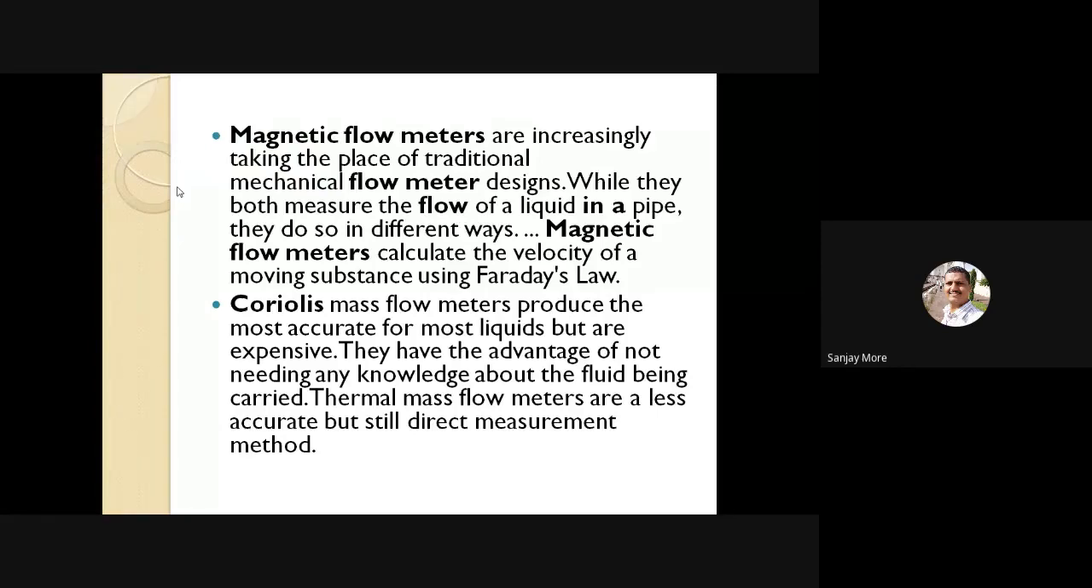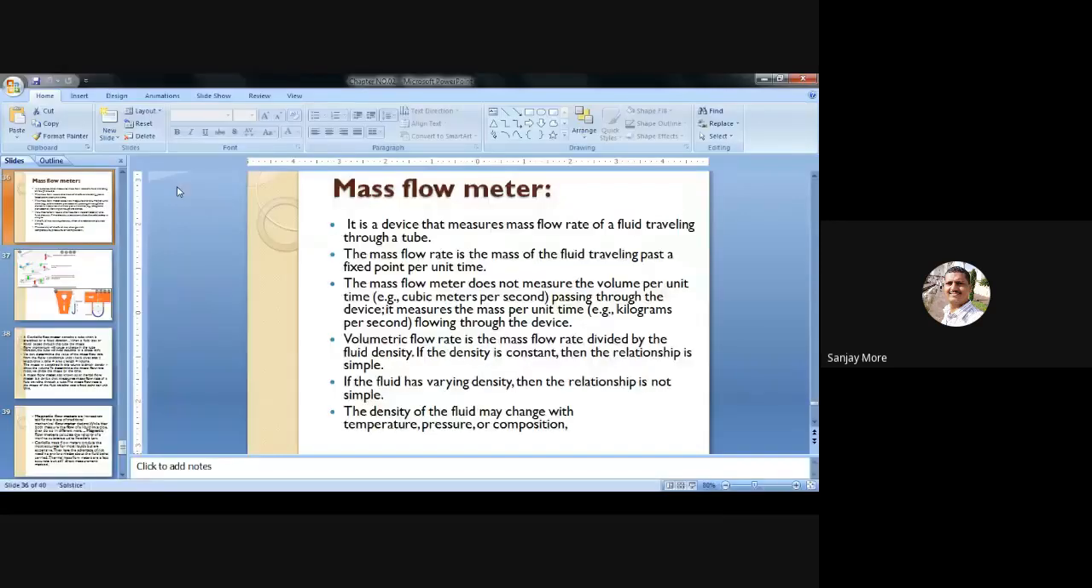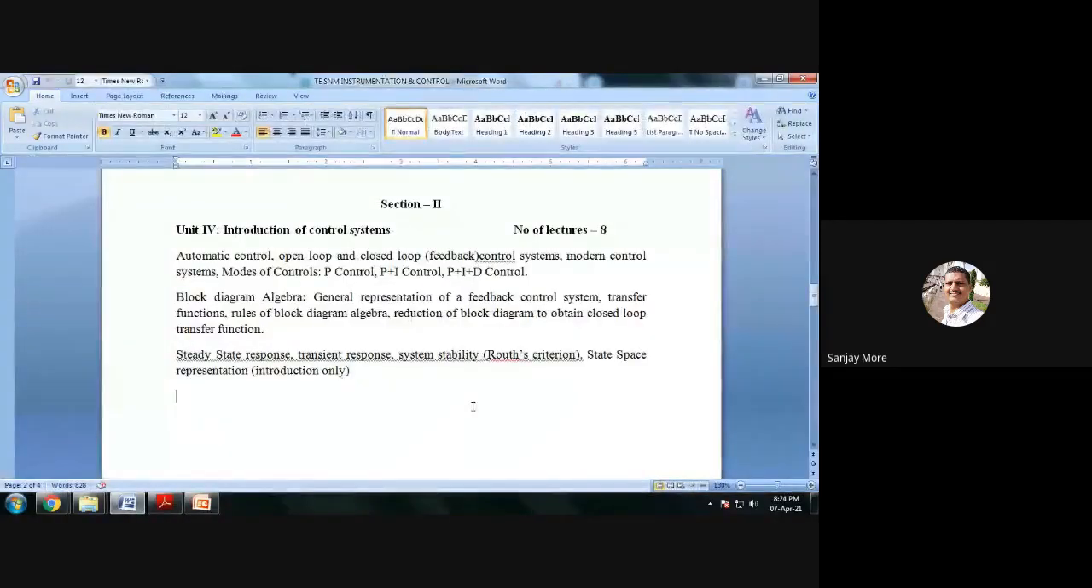So in the control system, our first topic in the second section, unit number 4, is the introduction of control system. In that: automatic control, open loop and closed loop, feedback control system, modern control system, modes of control, in that P control, PI control and PID control.